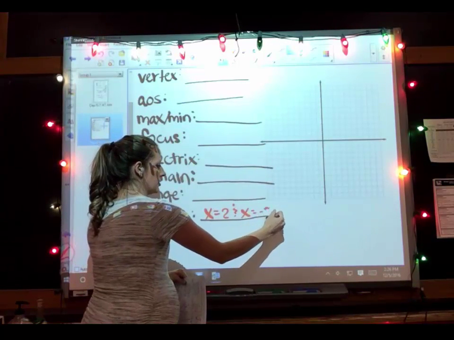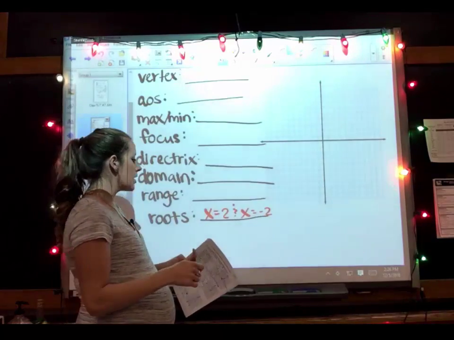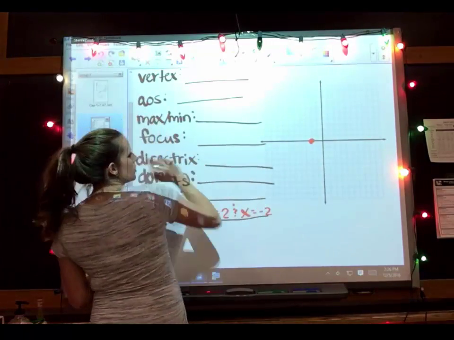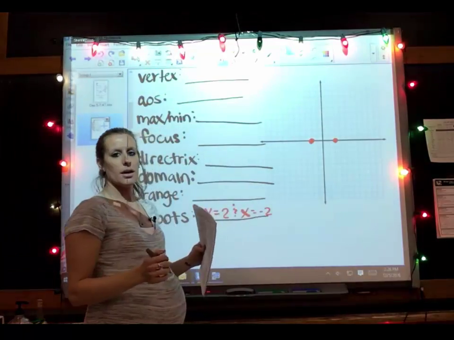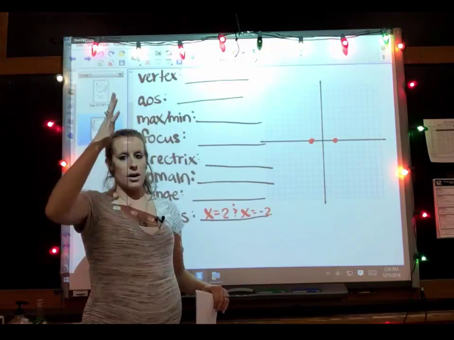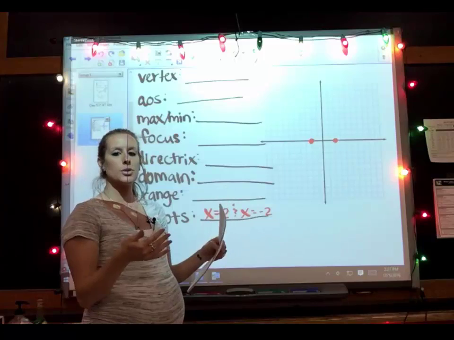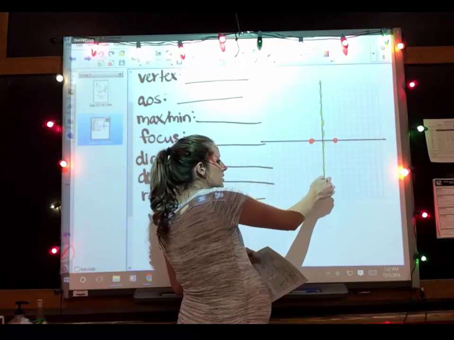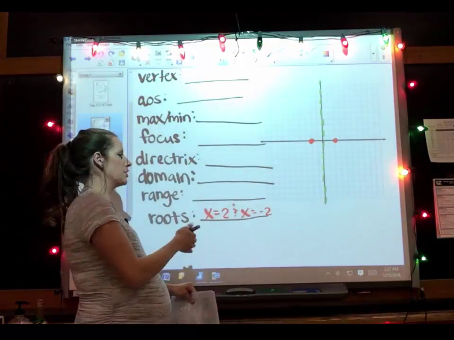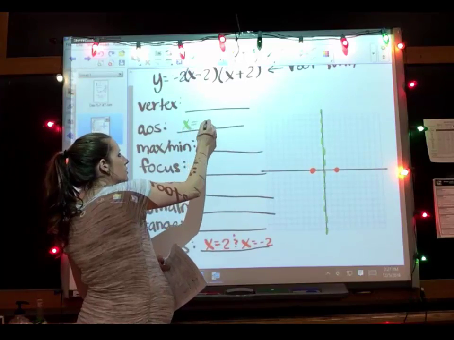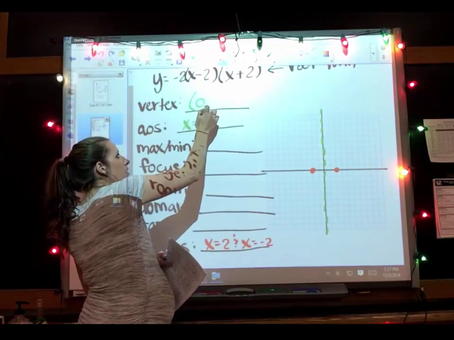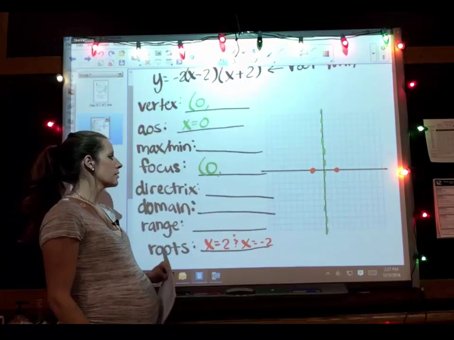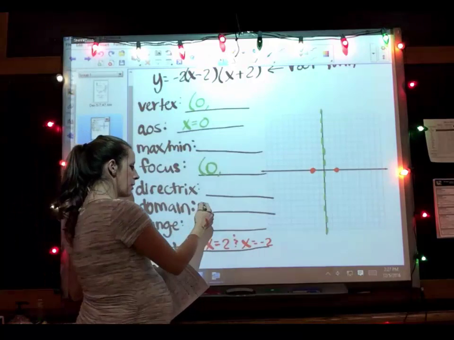Okay. Go ahead and plot those on your graph. 2 and negative 2. Okay. And just like yesterday, we're going to find our middle point, or the in between of those two roots. So the middle here would be when x is 0. Okay, that's your axis of symmetry. X equals 0. Okay, it's the x value of my vertex. It's also the x value of my focus. Okay, and we know the domain's going to be all real numbers.